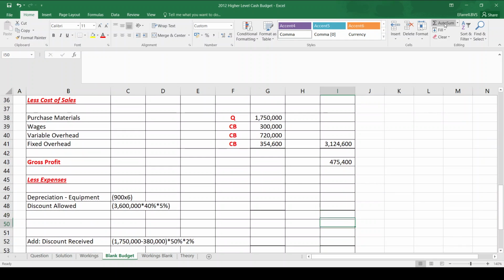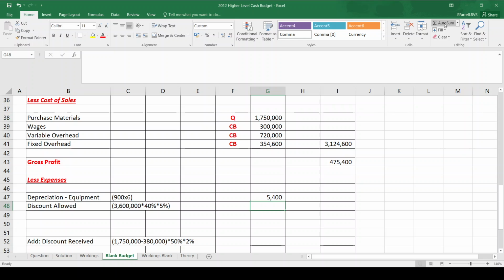Now I have to take away some more expenses. So the depreciation of equipment, which we worked out already, remember we took away the €900 from the fixed overhead, that didn't go in the cash budget because depreciation is a non-cash item, but it is an expense. So it's just 900 by 6 because this profit and loss account is for 6 months.